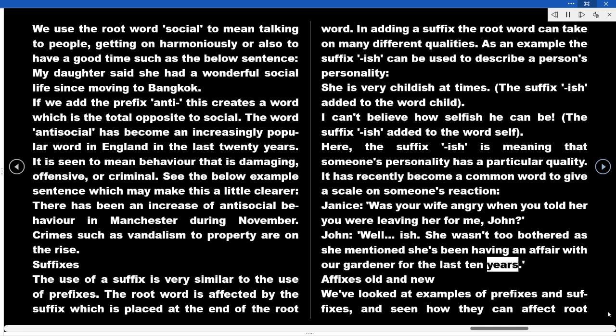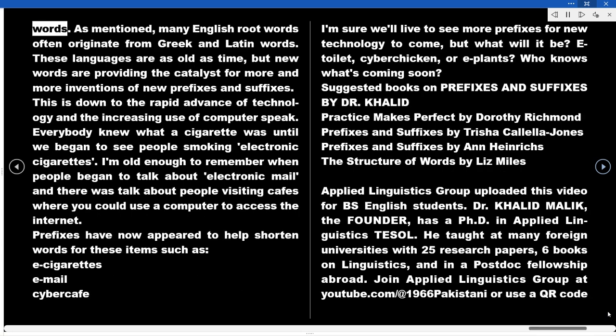Affixes old and new. We've looked at examples of prefixes and suffixes, and seen how they can affect root words. As mentioned, many English root words often originate from Greek and Latin words. These languages are as old as time, but new words are providing the catalyst for more and more inventions of new prefixes and suffixes. This is down to the rapid advance of technology and the increasing use of computer speak.